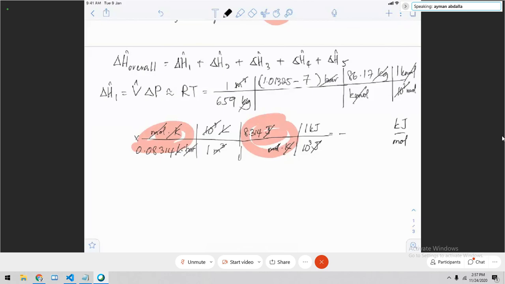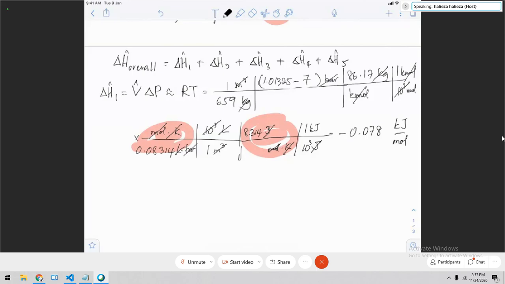Anybody? I got negative 0.078, but I'm not sure really. Okay, anybody else getting a different value? 0.078, yes. Anybody getting a different value? I hope everybody is getting the same value.